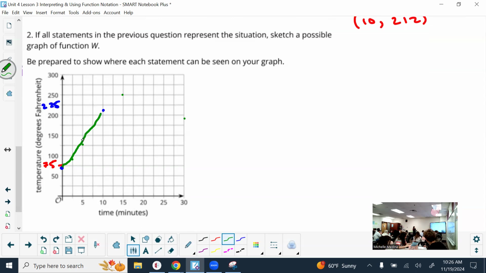And so a possible sketch of the graph can look like this. I mean, it might even be lower, who knows? But the only parts I know for sure, I accounted for. And I did make it continuous because can you have a fraction of a minute? Yeah. Can you have a fraction of a degree? You can. So that's why I connected the dots. There's always a temperature for each second, for each minute that it's going on.